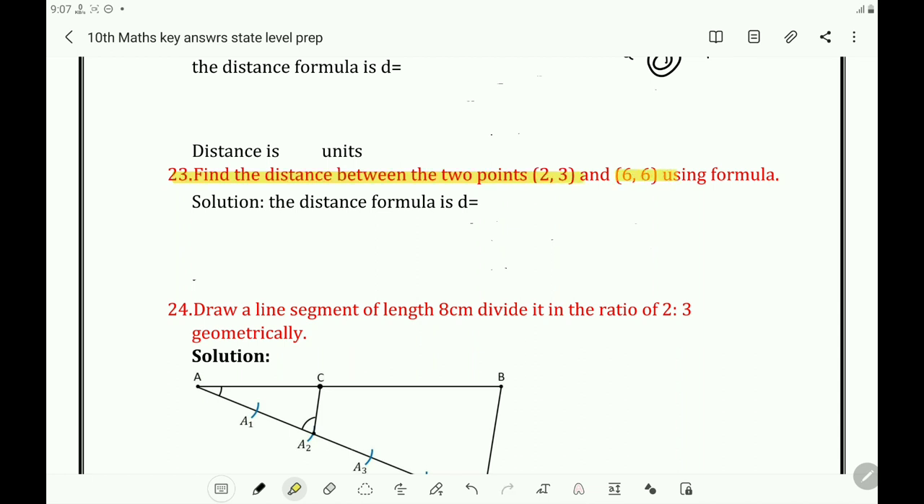Next you take the 23rd question: find the distance between the two points 2, 3 and 6, 6 using formula. Here you take the given two points 2, 3; consider these are x1, y1 and x2, y2. You know the distance formula. What is the distance formula? Whole root x2 minus x1 whole square plus y2 minus y1 whole square.